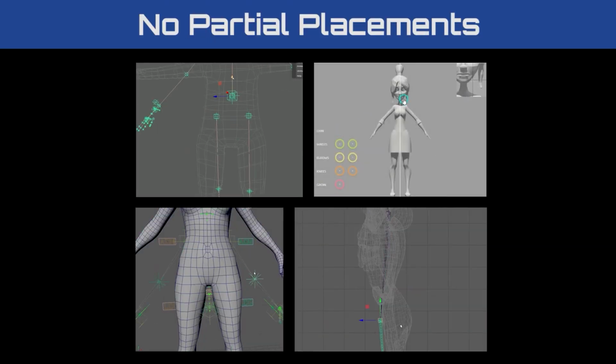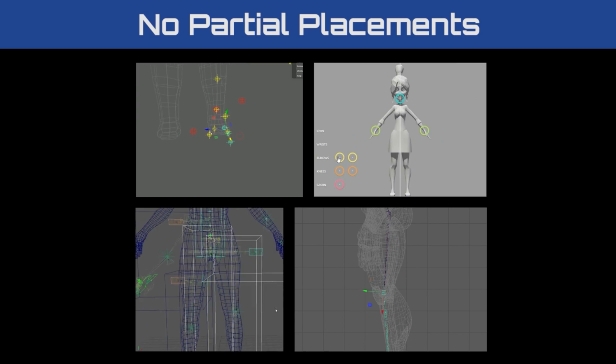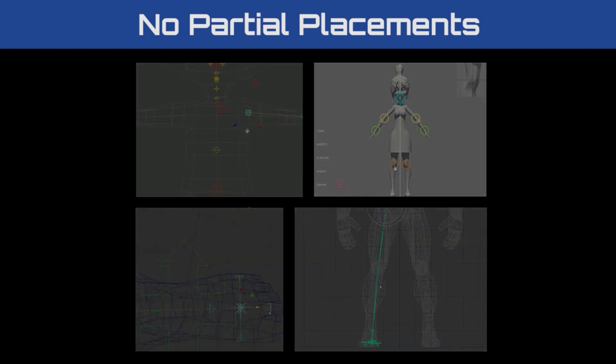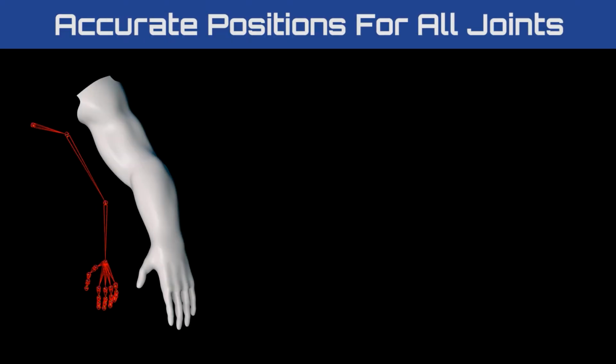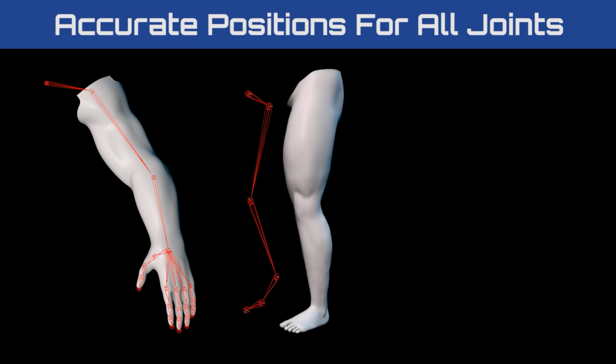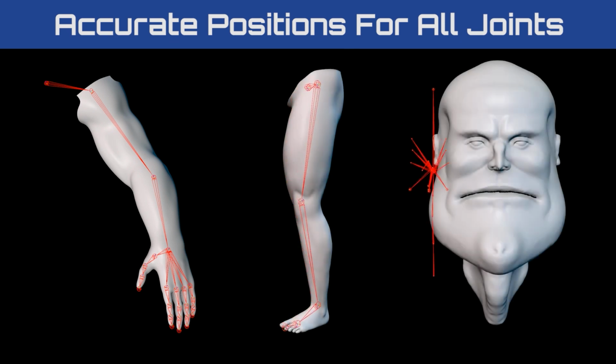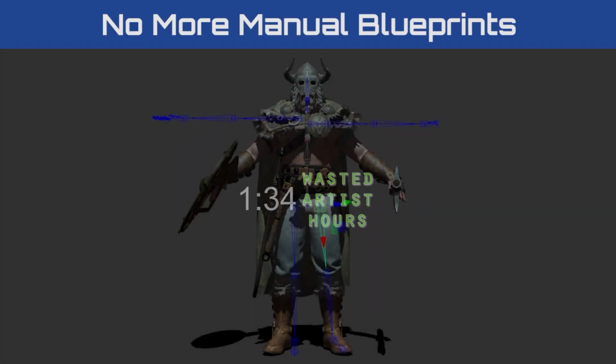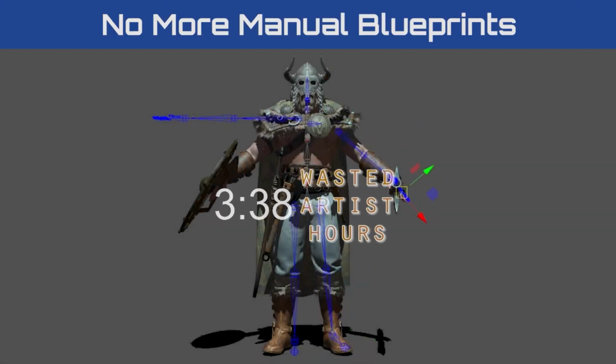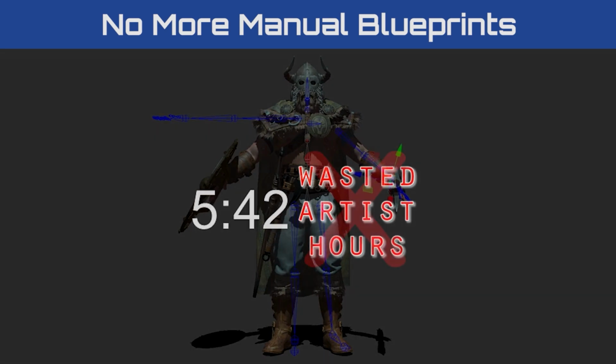We're not talking about the initial sizing and placement of rig templates that many packages offer. We're talking about achieving accurate placement of fine detail areas like fingers, elbows, knees, and facial joints, leaving no manual adjustment needed. The days of partial rig placement are over, and the cumulative hours spent in hundreds of assets doing this tedious process are a thing of the past.